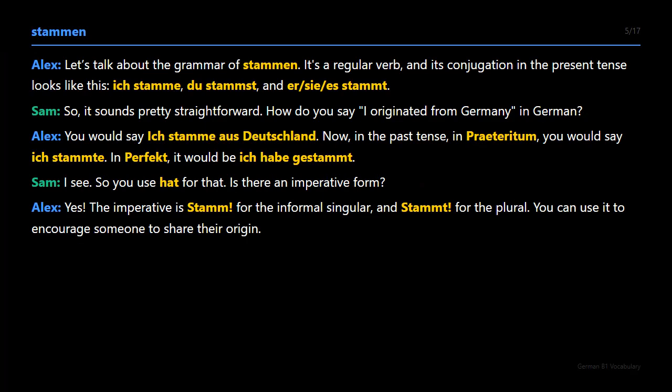It's a regular verb, and its conjugation in the present tense looks like this. Ich stamme. Du stammst. And Sie stammt. So, it sounds pretty straightforward. How do you say I originated from Germany in German? You would say, Ich stamme aus Deutschland.